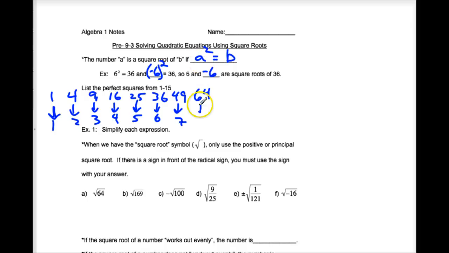64 is a perfect square. Its square root is 8. 81 is a perfect square. Its square root is 9. 100 is a perfect square, its square root is 10. What's 11 squared? 121. How many of you guys had that one memorized?